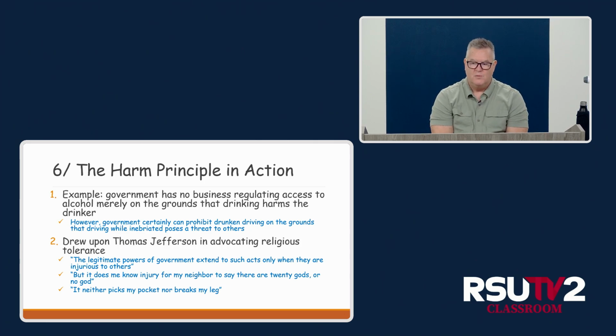Government has no business regulating access to alcohol merely on the grounds that drinking harms the drinker. At the same time, government can certainly prohibit drunken driving on the grounds that driving while inebriated poses a threat to others. He likewise drew on Thomas Jefferson in advocating religious tolerance. The legitimate powers of government extend to such acts only when they are injurious to others. It does me no injury for my neighbor to say that there are 20 gods or no God. It neither picks my pocket nor breaks my leg. I love that quotation. I've used it before.